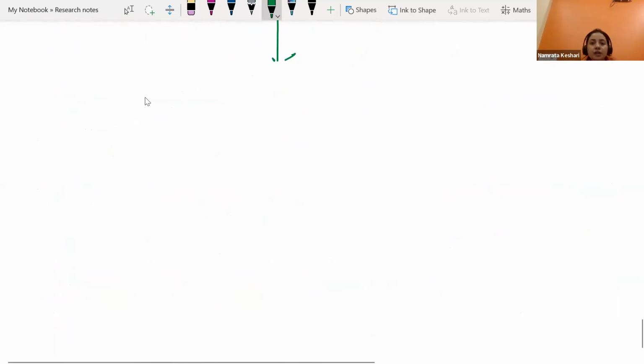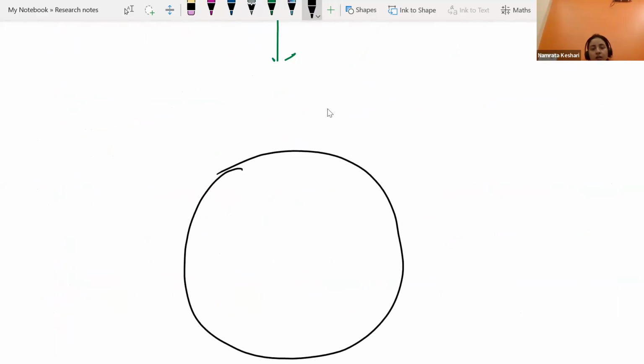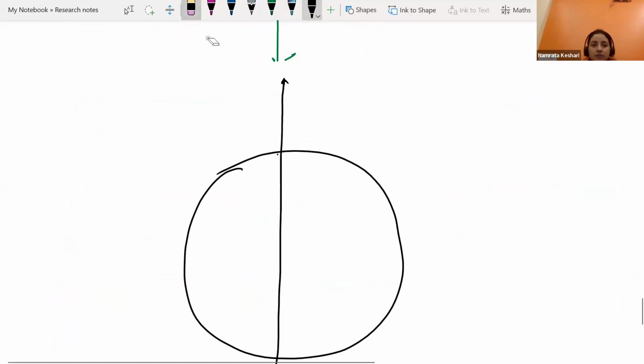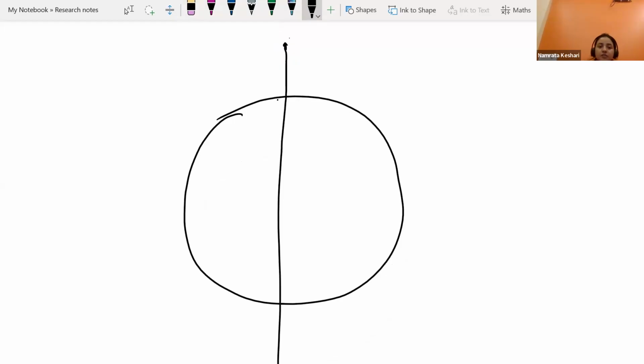Yes, ma'am. Okay. Now the next part is, suppose we have a circle. Maha asked what if the secant is like this, passing through the center. So suppose we have a secant like this, passing through the center.